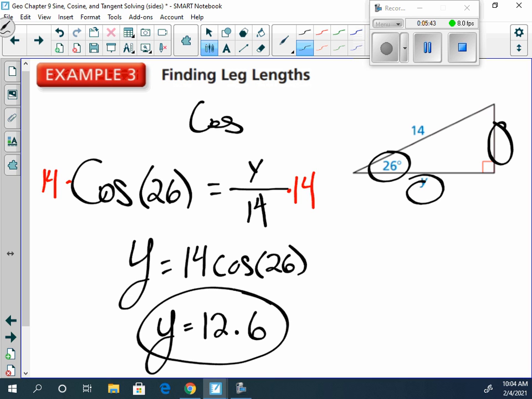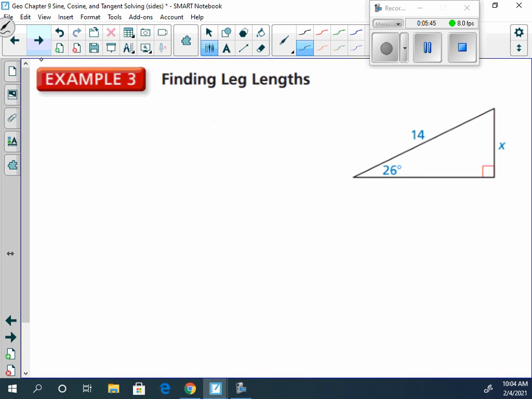So let's look at the next one here. So this is a similar problem, yes? Well, it's the exact same problem, but what changed? The variable. We're solving for x, but how are 26 degrees and x relating to each other now? These are opposite, yes?